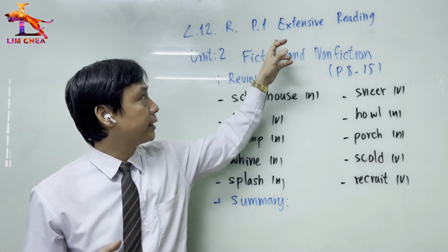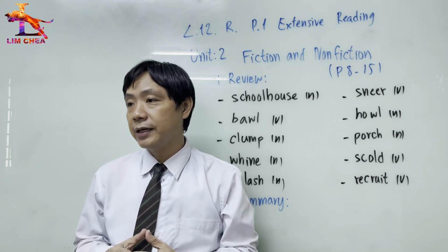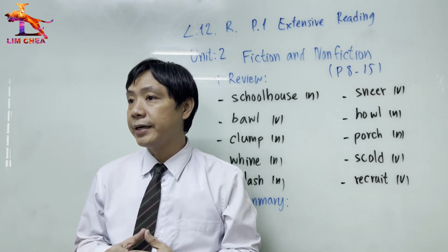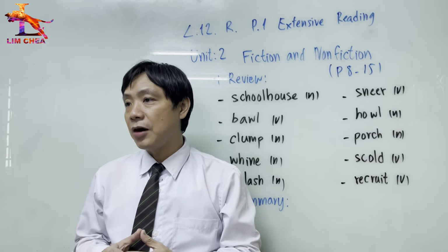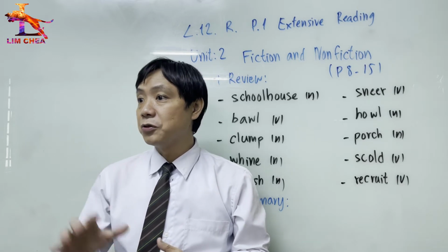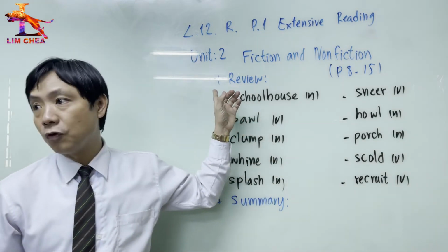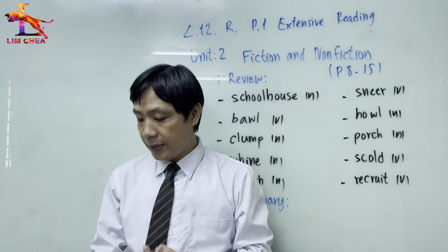Part 1 is extensive reading, as we studied already in Unit 1. It's about the new vocabulary in your reading. How can you deal with new vocabulary in your reading? I will review some before we go into the new. There are 3 rules. The first one is rule 1.